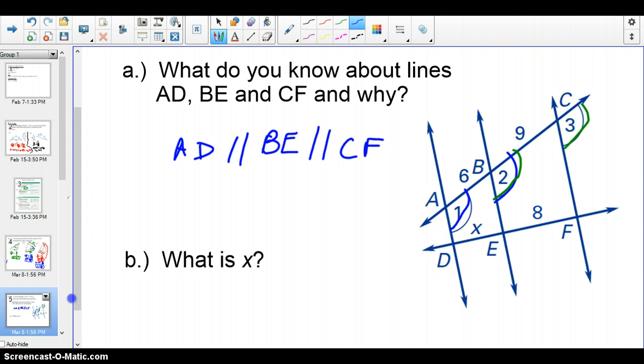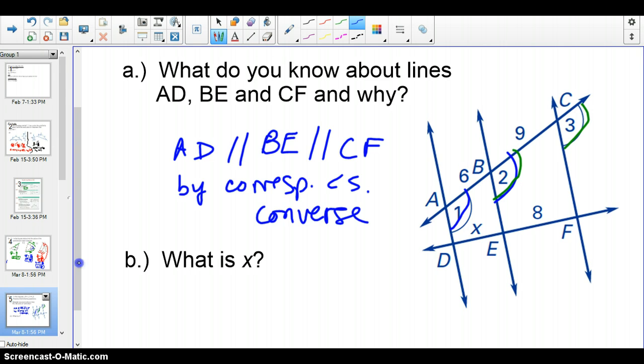Okay, so I have these 3 pairs of parallel lines, and the reason why I can say this is from a while ago, but by the corresponding angles converse. Anytime you want to prove parallel lines, it's the converse.